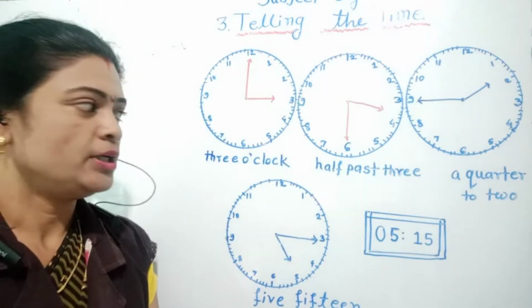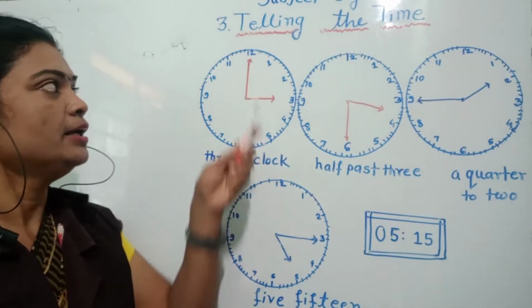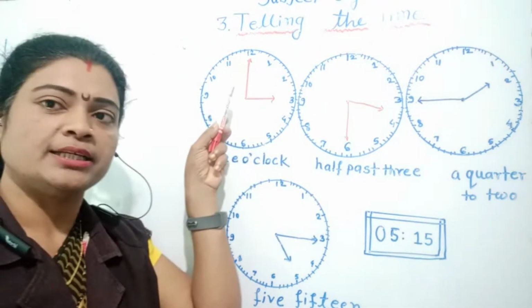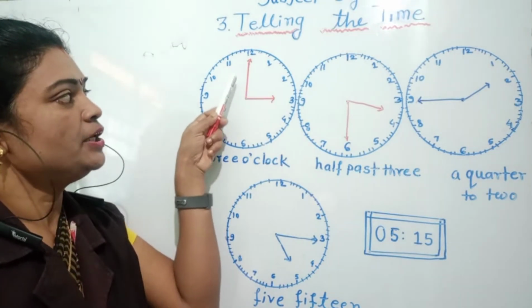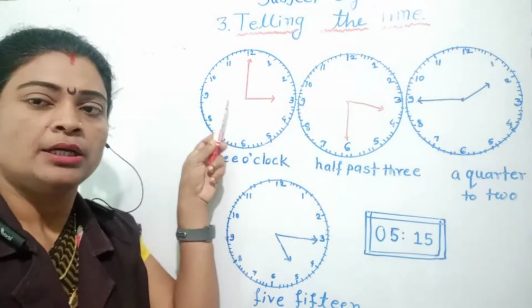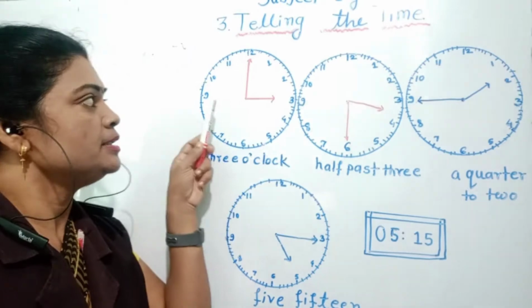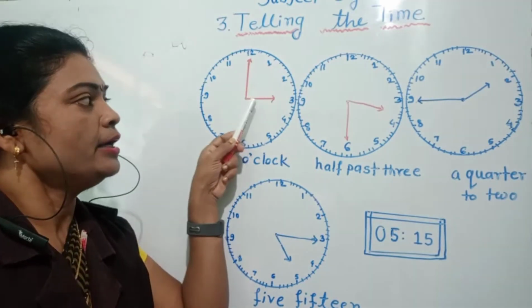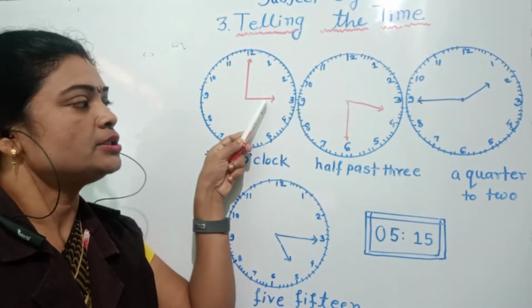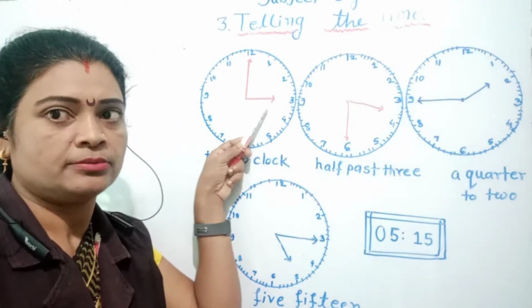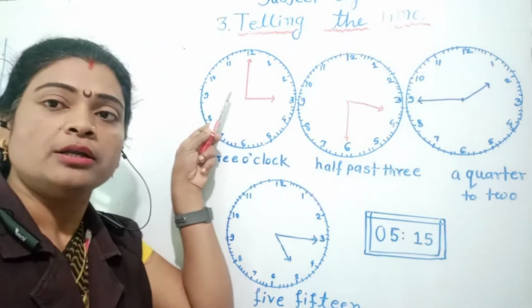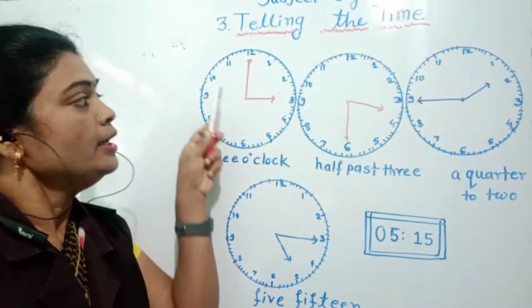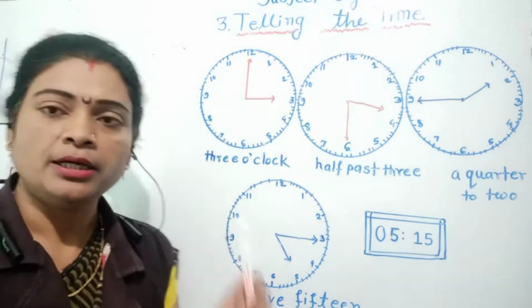Now look here, students. Here is the dial, or we can say this is the watch. In this watch, two hands are given. The first hand is the short hand, also called the hour hand. Then the long hand is called the minute hand. Now let's see how to tell the time.